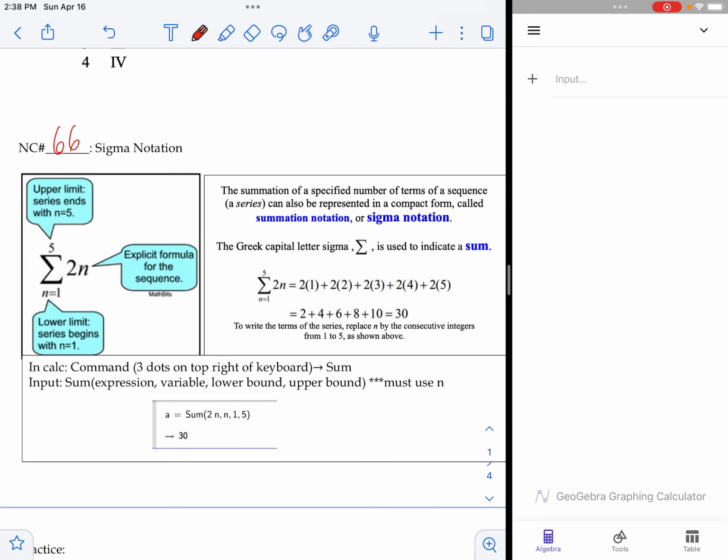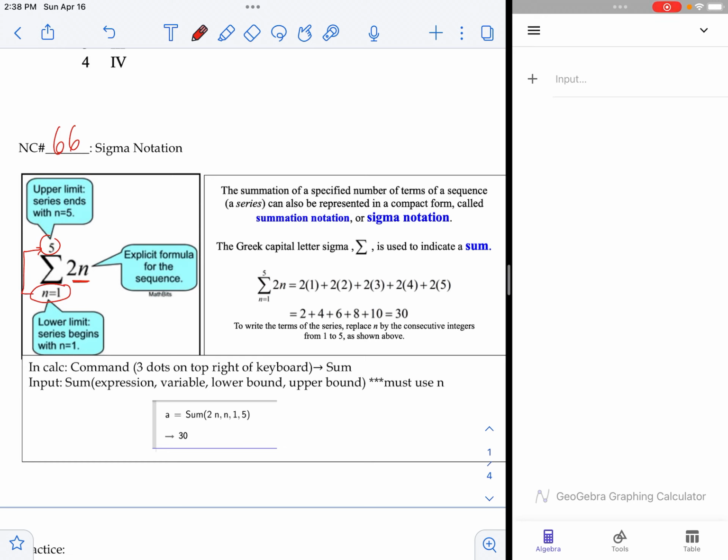The summation, we use sigma notation. So here's an example of sigma notation. It has that Greek letter sigma. The lower limit tells you that n is going to start at 1 and go up to including 5. That's your upper limit. And we're going to plug it into this explicit formula.